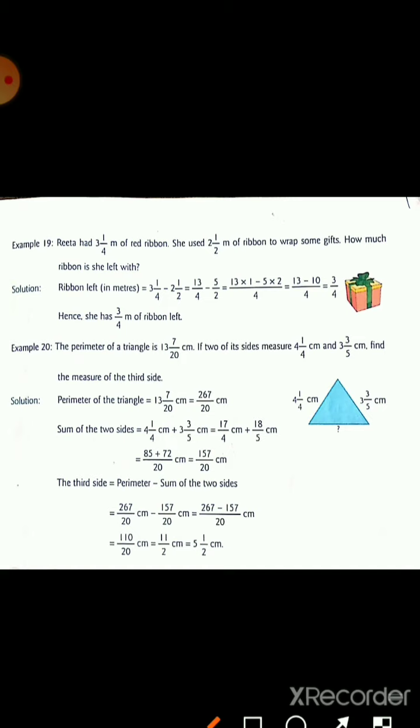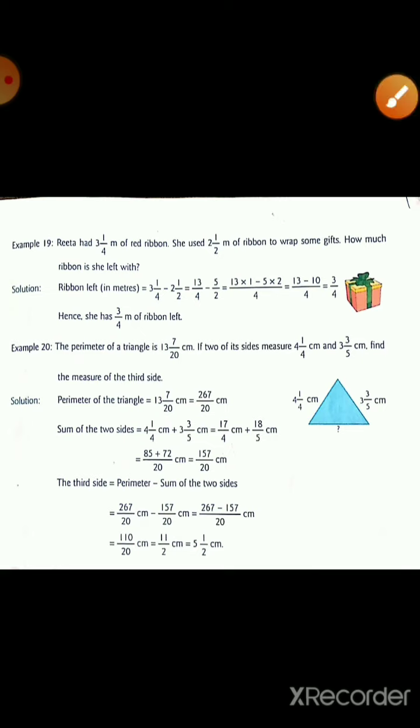Example 20 is also given. The perimeter means the whole boundary of this triangle. The perimeter of a triangle is 13 whole 7 by 20 centimeter. Sorry, the perimeter of this triangle is 13 whole 7 by 20 centimeter. If two of its sides measure 4 whole 1 by 4 centimeter and 3 whole 3 by 5 centimeter, find the measure of the third side.